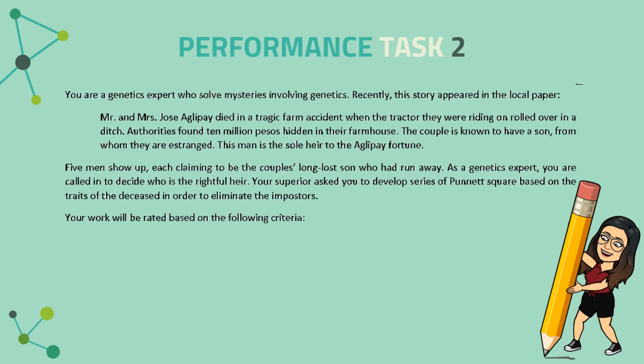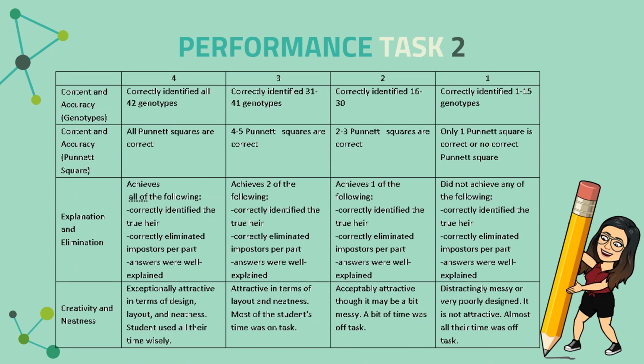For Performance Task 2, you will apply what you have learned from weeks 4 and 5 in solving a mystery involving genetics. You will develop a series of Punnett squares based on the given traits to eliminate the imposters and find out who is the real heir of the deceased couple. Your work will be rated based on the following criteria: content and accuracy in terms of identifying the correct genotypes and showing correct Punnett squares, explanation and elimination process, and creativity and neatness of your work.